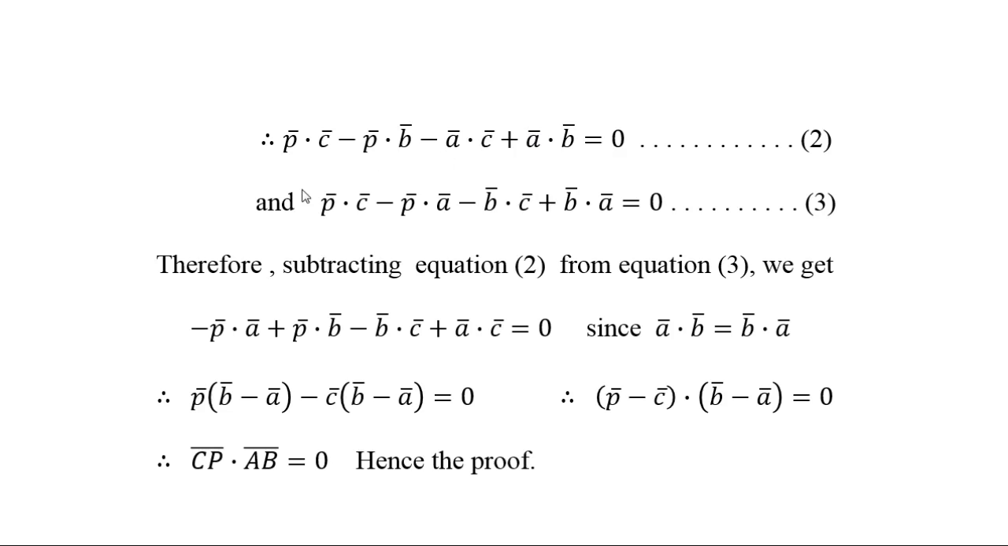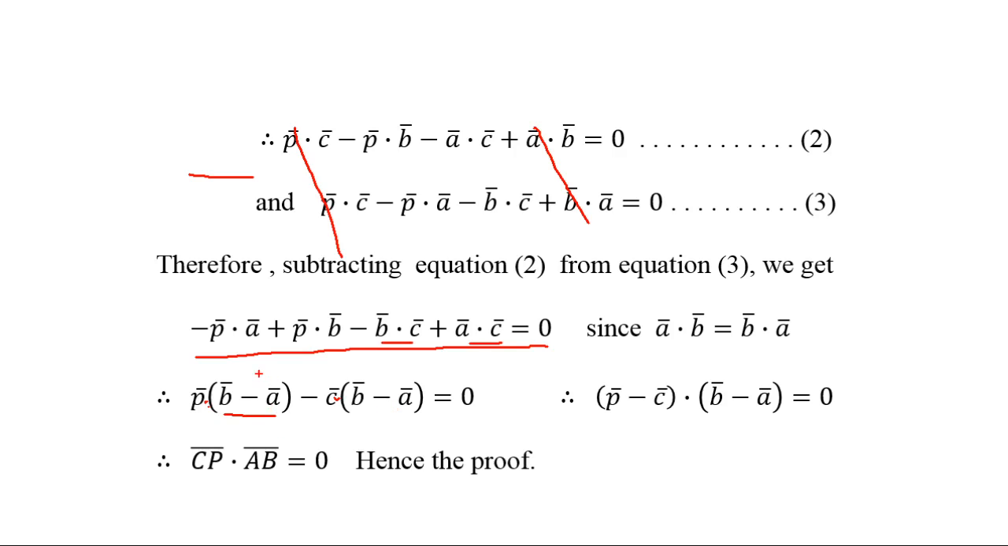So if I subtract second equation from first, this P dot C will get cancelled, and this A dot B will get cancelled, and I will get this type of expression. Now how to write this expression? Here dot is required. We take P dot common here, P bar dot B bar minus A bar. C bar dot A bar dot C. We take C bar common, so we will get minus C bar common. So we get B bar minus A bar.